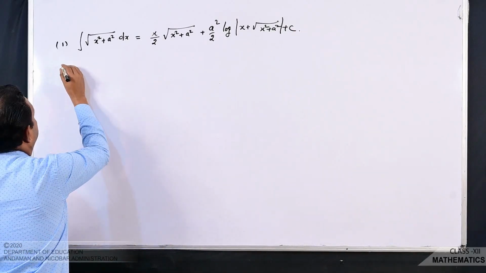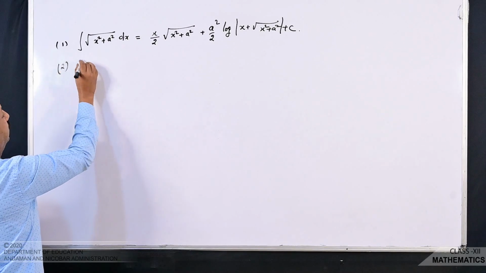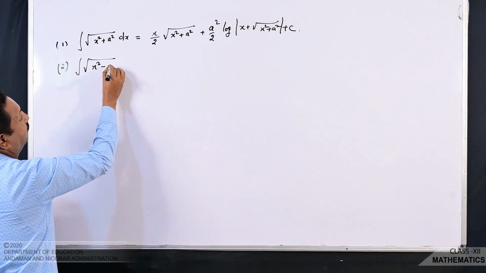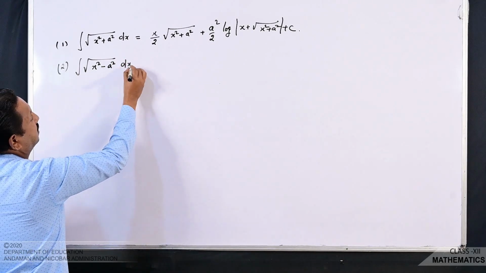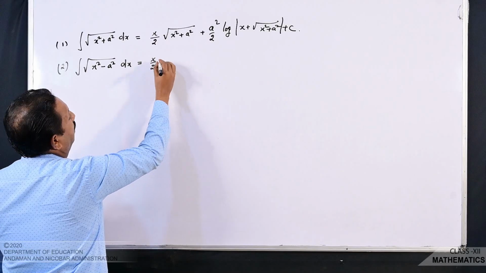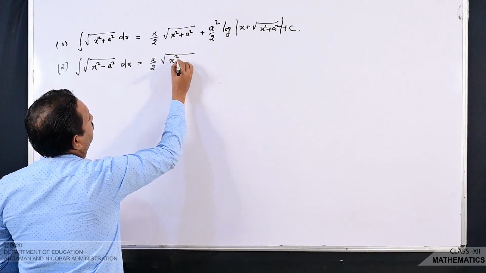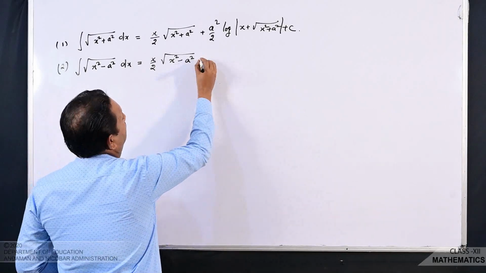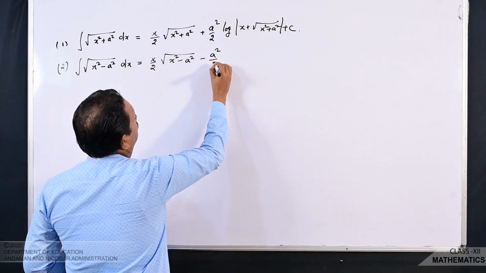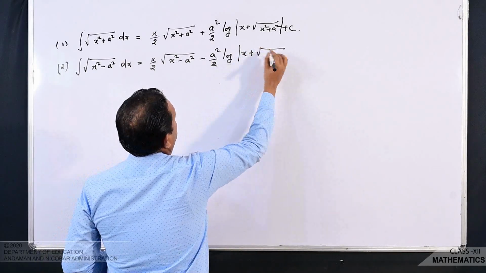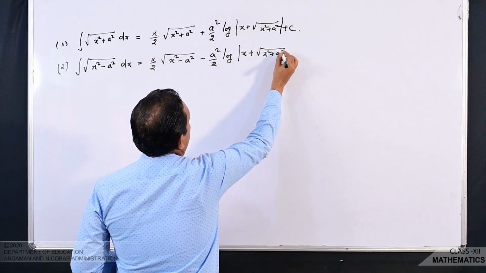And the second one, that is number 2, integration of under root of x square minus a square dx is equal to x by 2 under root of x square minus a square, and here minus a square by 2 log of mod x plus under root of x square minus a square, plus c.